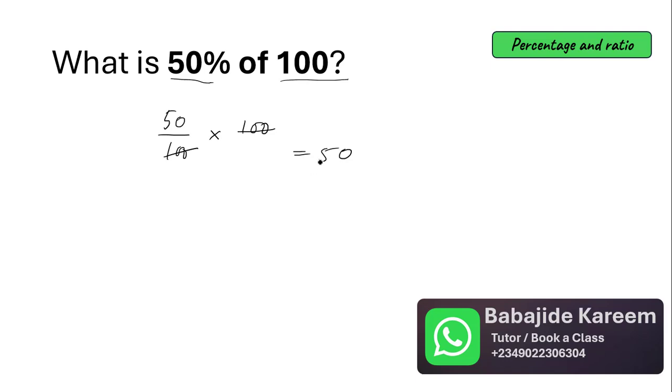But the fast way to do this is, first of all, knowing that 50% also means half, because 50 over 100 is the same as 1 over 2. So you can just take half of 100 and that will still give you 50. Either way, you get the right answer.